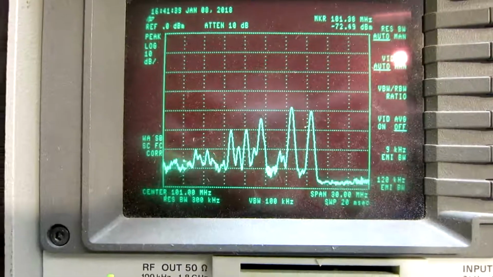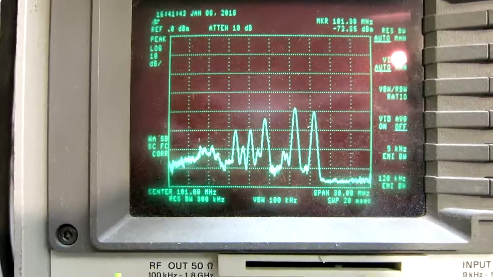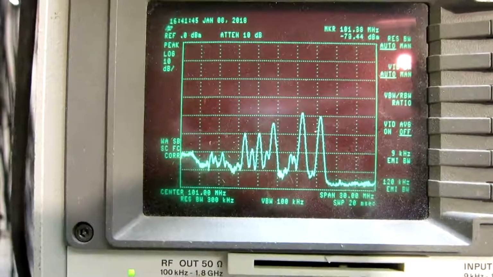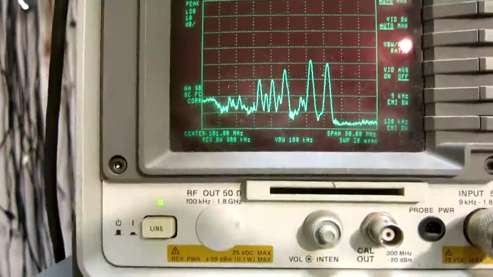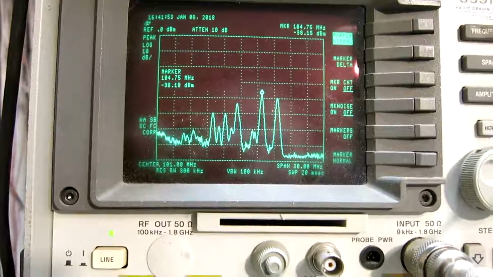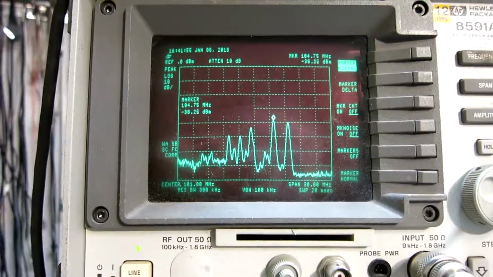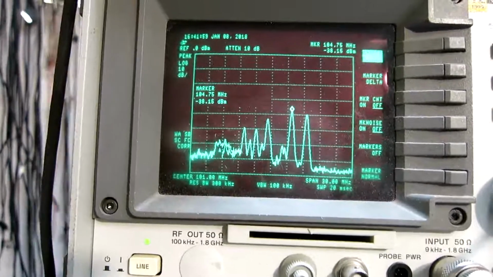Here is my local environment on the FM band. I'm in a rural area and it's quite a long distance to the nearest station. But nevertheless, the level is minus 38 dBm. So it's a fairly strong signal.